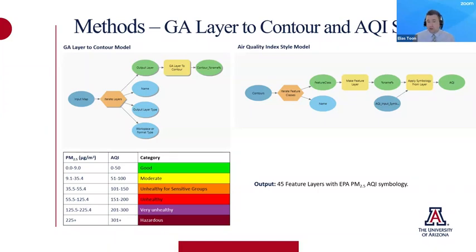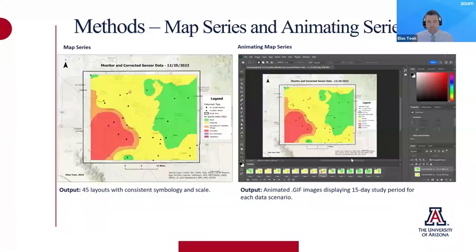After I had that, I also generated an air quality index style model to iterate over those 45 different contours and apply the styling that you see in that category column. And so the output of this was 45 different feature layers with the EPA PM2.5 AQI symbology applied to them.